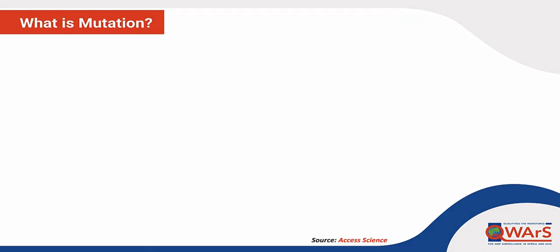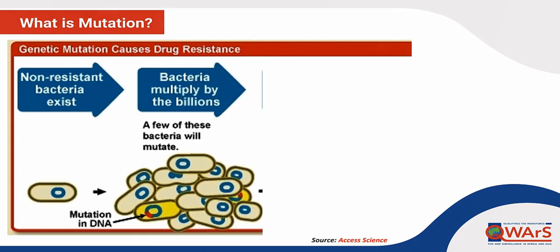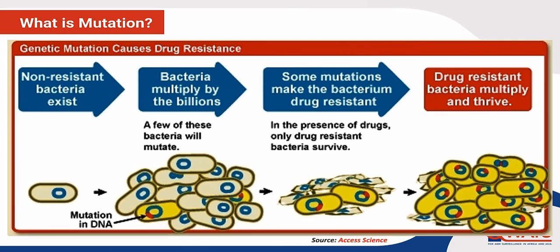A mutation is a spontaneous event that can occur whether an antibiotic is present or not. Non-resistant bacteria exist in the process of multiplication. Some of these will mutate. Some of the mutations make the bacterium resistant to the drug. A bacterium carrying a resistant mutation has a significant survival advantage, while other susceptible bacteria will be killed rapidly in the presence of an antibiotic. The bacteria with the mutation survive, creating a resistant subpopulation.